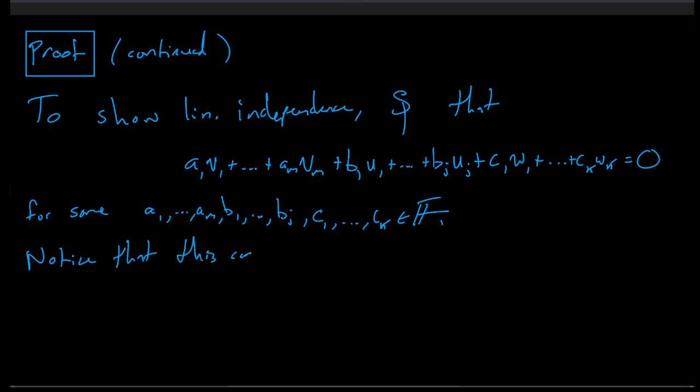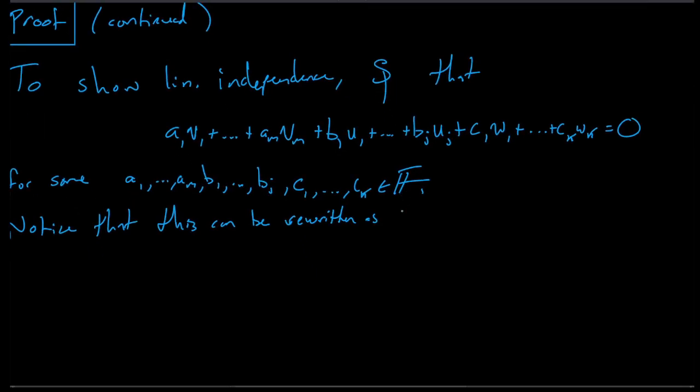Notice that this can be rewritten as the following. I will write it this way: C1 W1 plus dot dot dot down to CK WK is equal to minus A1 V1 plus dot dot dot all the way down to AM VM plus B1 U1 plus dot dot dot all the way down to BJ UJ. And this is minus this whole thing. Okay, so if this is equal to the 0 vector, then you can certainly subtract a chunk of it over to the other side. Nothing too crazy, subtracting off that whole chunk.